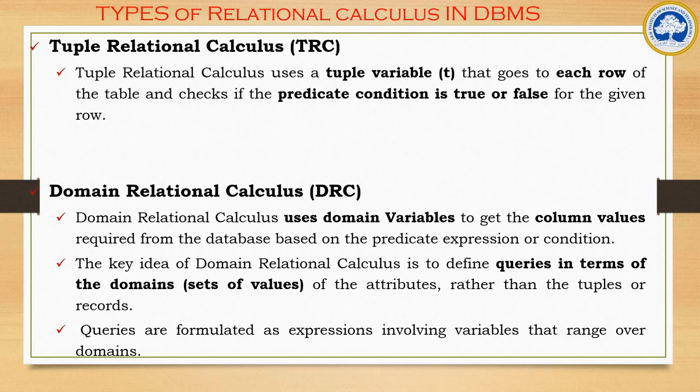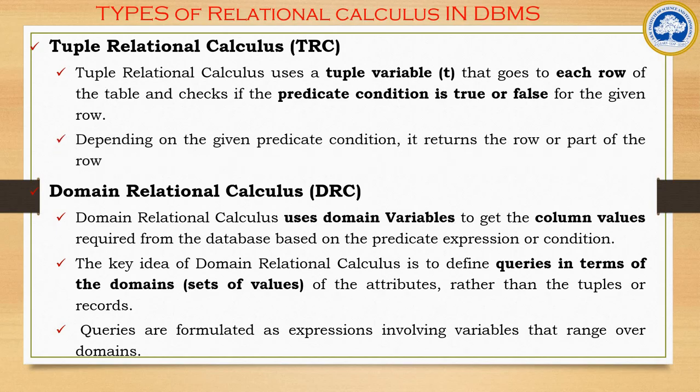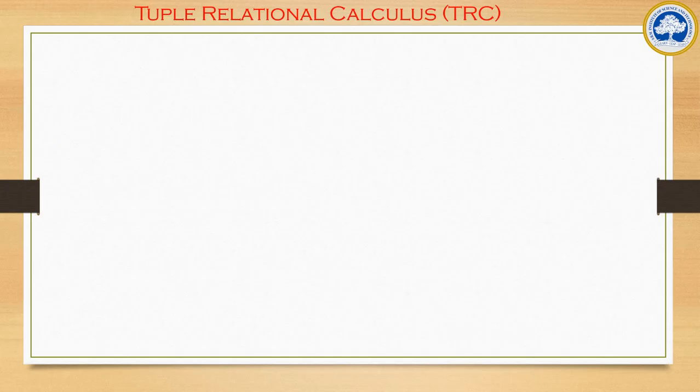Tuple relational calculus, the name itself says it. It uses tuple variables, which go through each and every row of the table and check whether the condition is satisfied for the given row. Depending on the given predicate condition, it returns the entire row or otherwise a part of the row. Now we will see what tuple relational calculus is and how the queries are written.